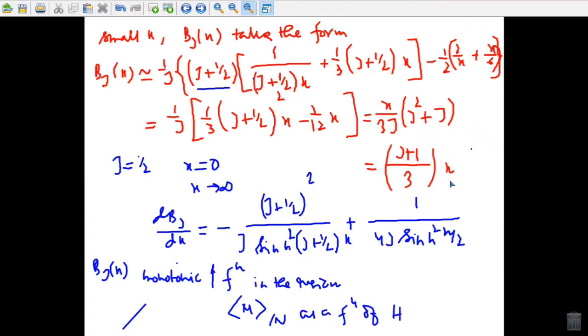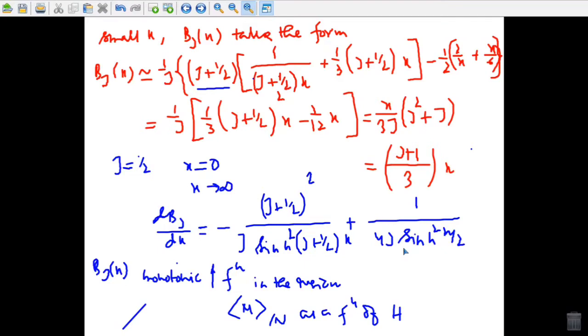Now, still we have to check if indeed nothing special happens between x equals 0 and x tending to infinity. To this end, we calculate the derivative of B_J(x) with respect to x, which is minus (J + 1/2)^2 divided by J times sinh^2((J + 1/2)x) plus 1/(4J) sinh^2(x/2). So a brief study reveals that the derivative of the Brillouin function is positive for all x. So B_J(x) is a monotonic increasing function in the region under discussion.